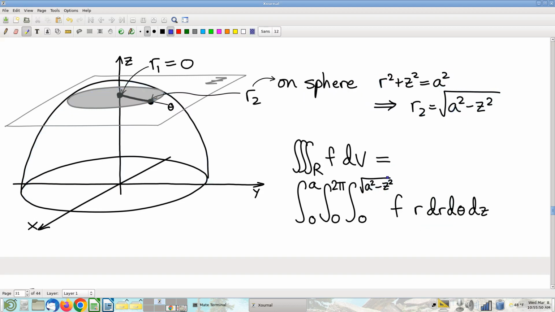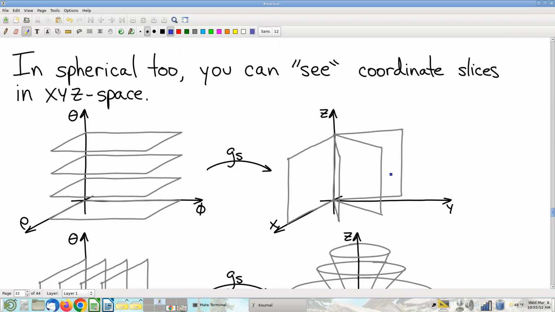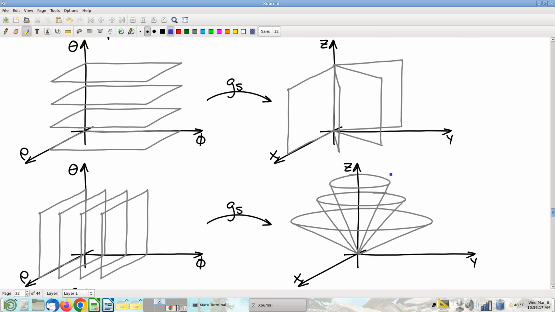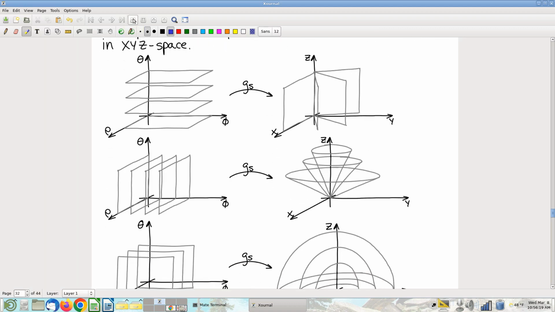Okay. So, spherical coordinates. Same story, different pictures. It's still a coordinate system that I can think of the conversion formulas as a change of variables function through which I can do pullbacks. The slices in rho phi theta space, I can push forward, visualize in XYZ space. I just have to think about what they look like. And, well, here you go.